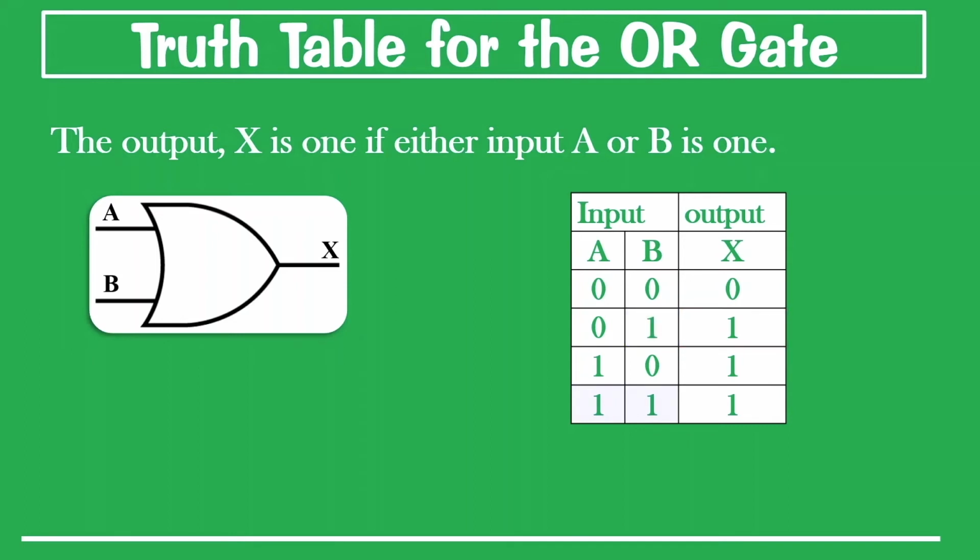Right. Now, both inputs could also be positive. All right. Say, for example, X is equal to A or B. If A or B or both is positive, which is 1, then X is positive, which is 1 too. Good. Viewers, let's move on.